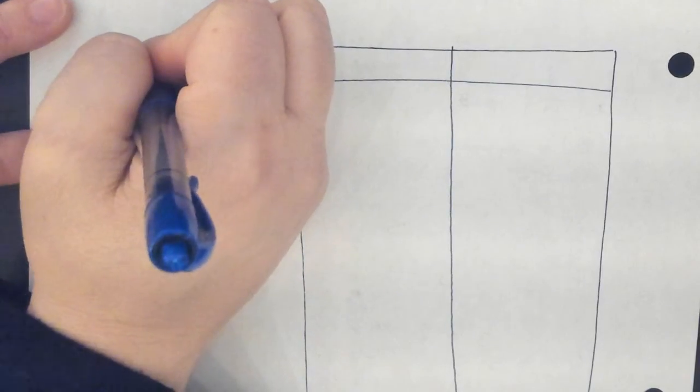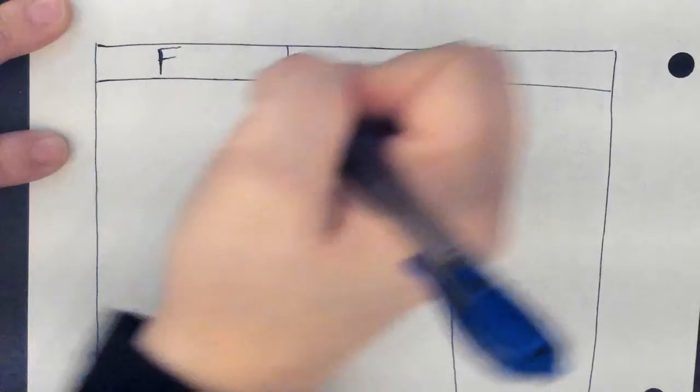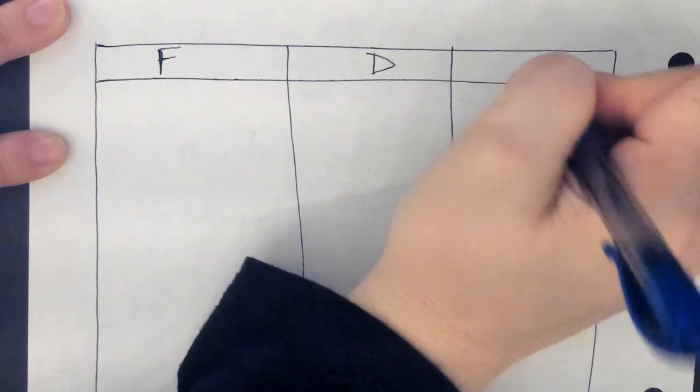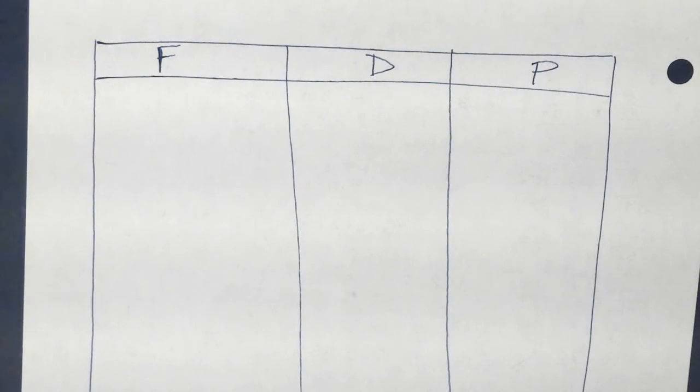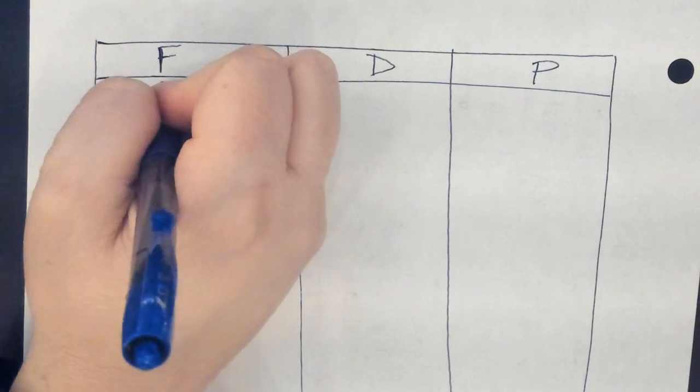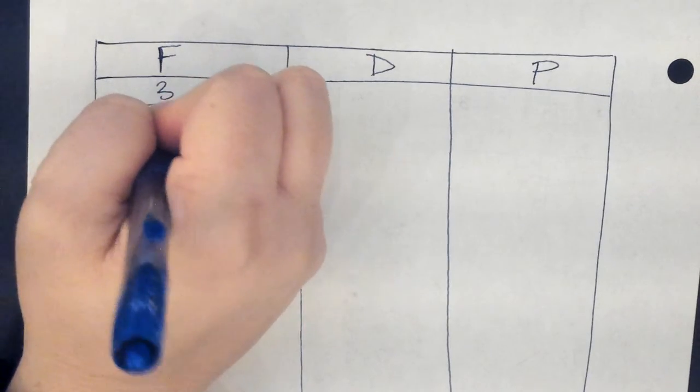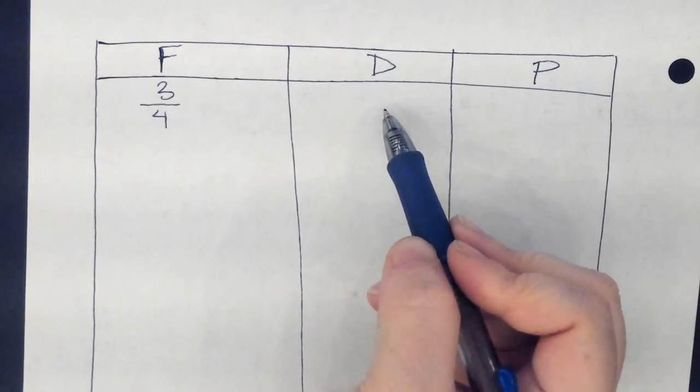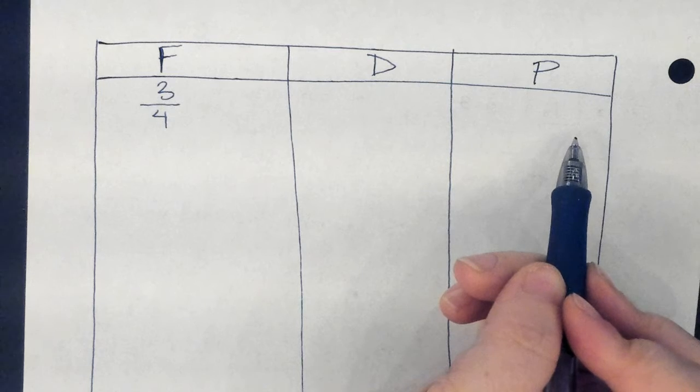All right, in the chart we're going to have fractions, decimals, and percents. What I'm going to do is I'm going to put a number in a column, and you're going to have to fill in the other ones. So, for example, if I put in 3/4, you need to tell me what the decimal is and what the percent is.